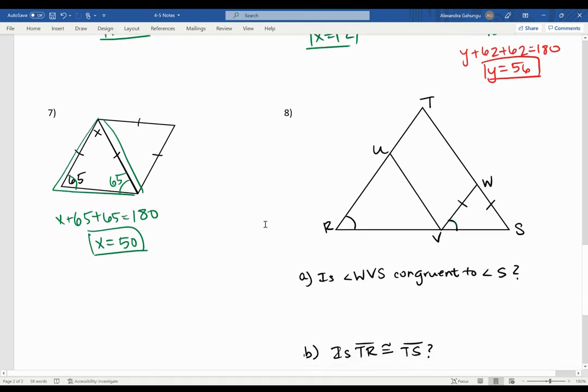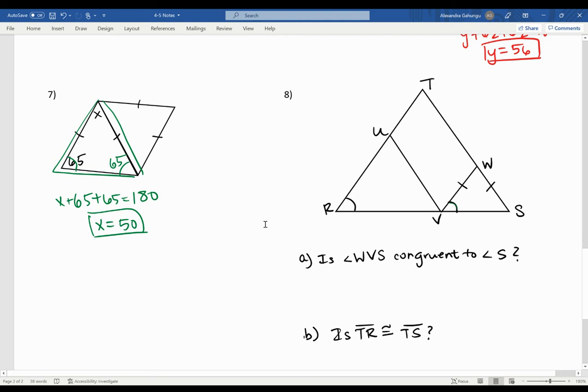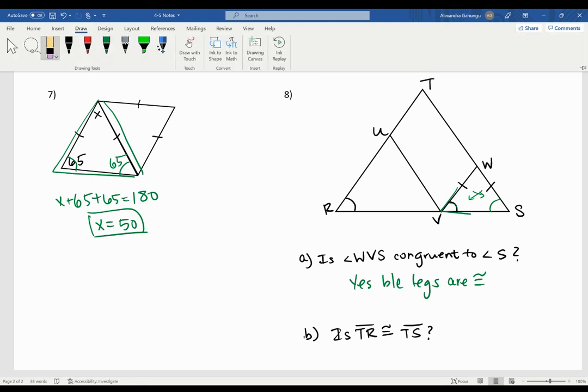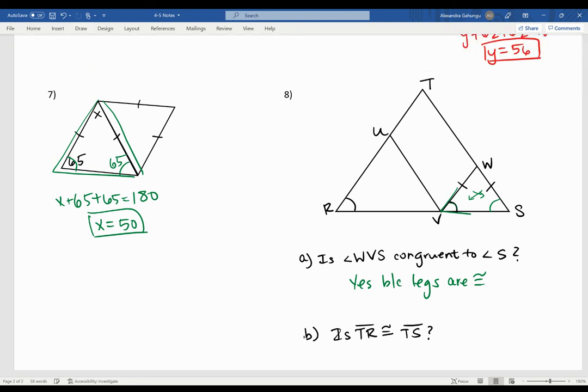Lastly, we've got triangles within triangles. Trying to look at whether or not angle WVS is congruent to angle S. That's WVS. And it looks like because the sides are congruent, the angles across are also congruent. So yes, because our legs are congruent. Then we look at our next question.